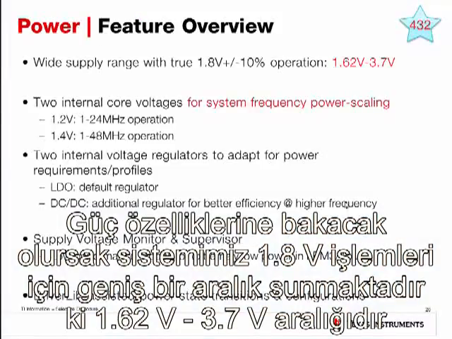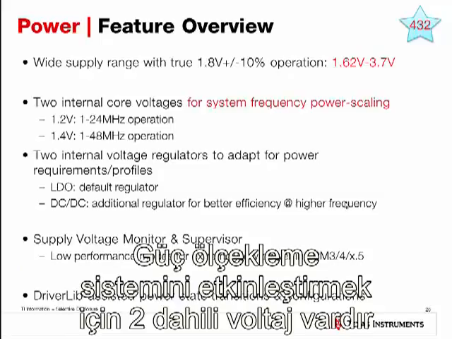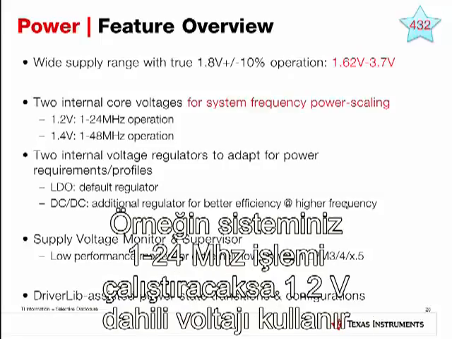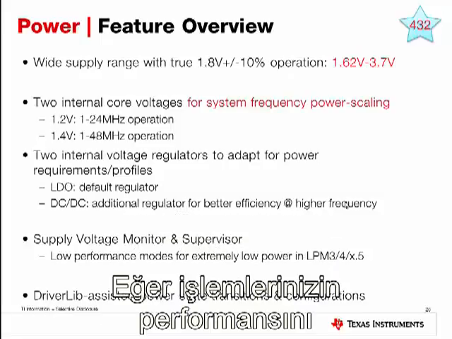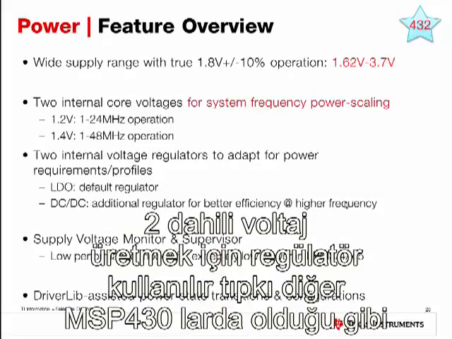From a feature overview, the power system provides a wider range of power supply with true 1.8 volt operation, so you can use the device all the way from 1.62 volt to 3.7 volts. There are two internal core voltages to enable the system frequency power scaling. So for example, if you need to run your system from 1 to 24 MHz, you can use a 1.2 volt VCORE. When you need to boost the power performance to 24 to 48 MHz, you can use 1.4 volt. To generate the internal core voltage, an internal voltage regulator can be used.